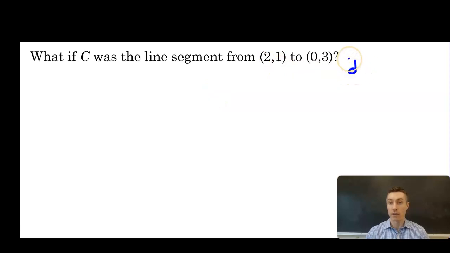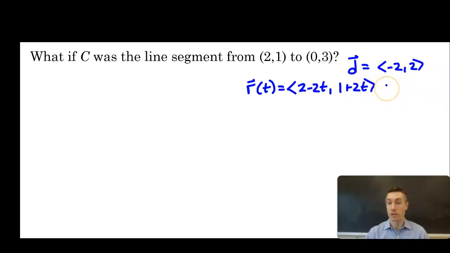So the direction vector is going to be -2, 2 now. We need to parameterize our curve. So this is going to be 2 minus 2t, 1 plus 2t. So the parameterization does change. We're still bounding t from 0 to 1. R prime of t is going to be -2, 2, or that direction vector.